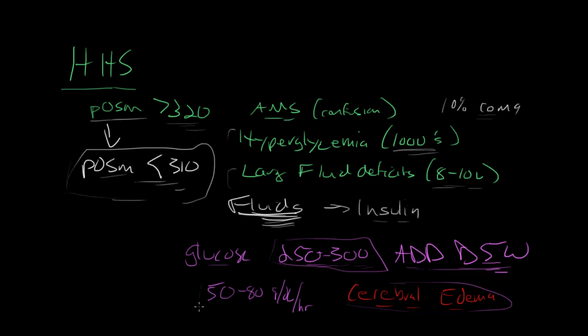And again, your hourly goal is about 50 to 80 milligrams per deciliter of glucose an hour. Initially, when you're giving lots of fluid, your glucose levels may drop a lot more rapidly, but once you reach that 250-300 range, you don't want to be going too far below, and you don't want to be reducing it faster than this. I hope this has been of value to you guys.